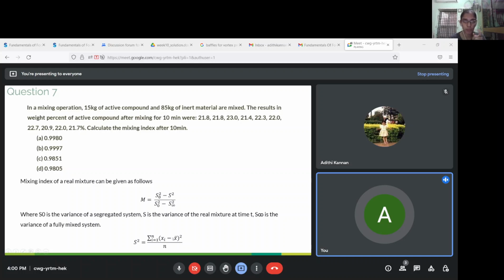So n is the number of samples that you have taken at a particular time. In this case it is 10, and xi is the fractional component at each of those samples. Here 21.8, 21.8, 23 are all xi. X bar will be your mean fractional component of all these samples taken considered together. So we look at a table where we will calculate this S square.